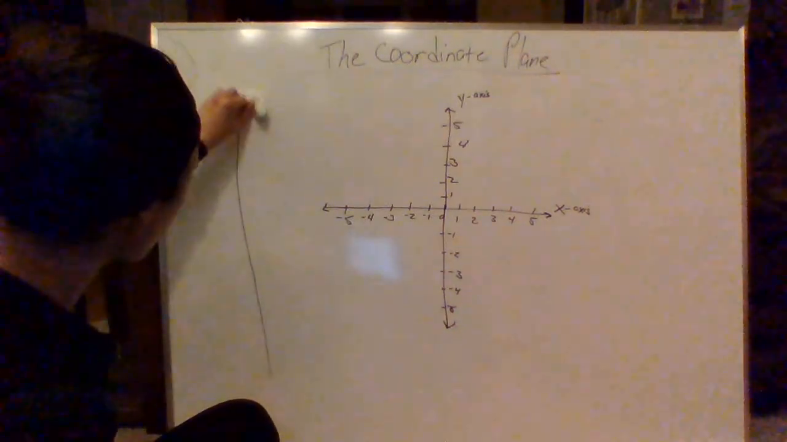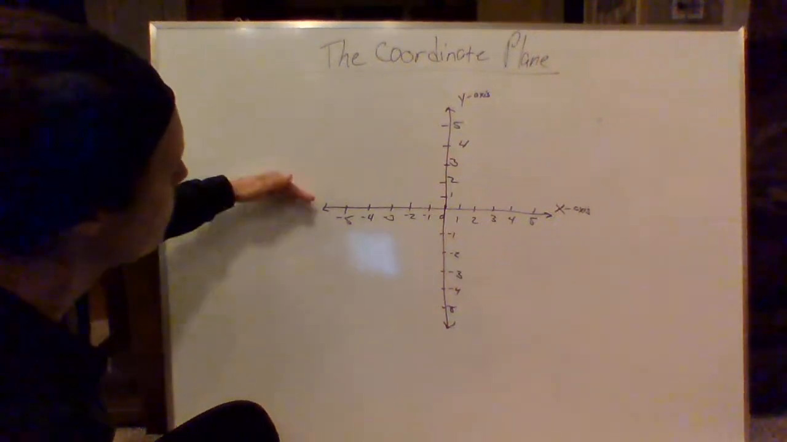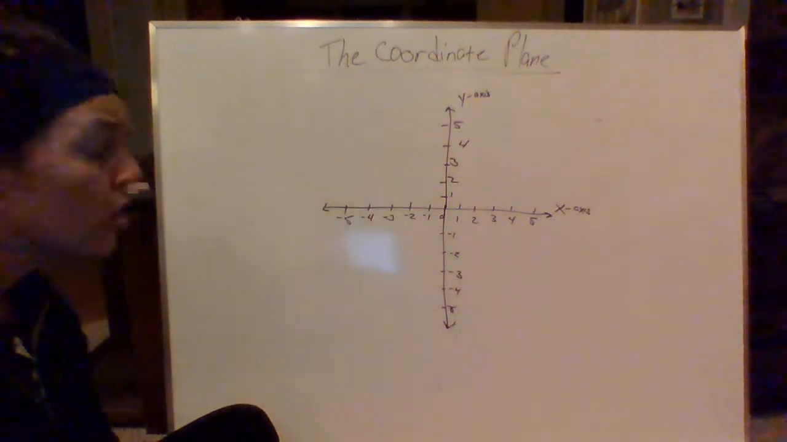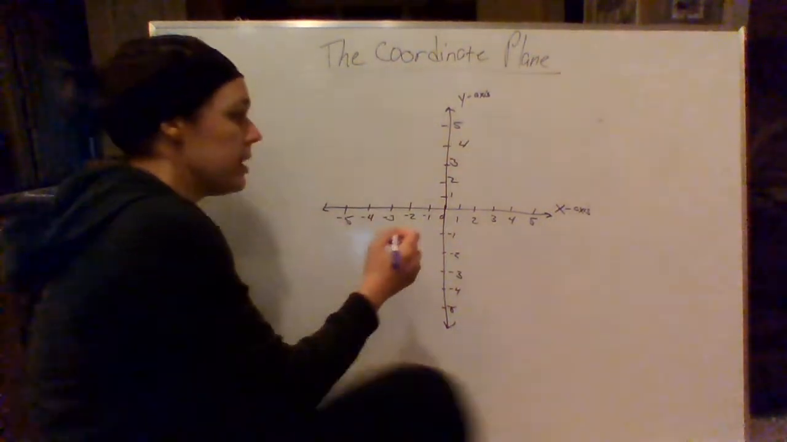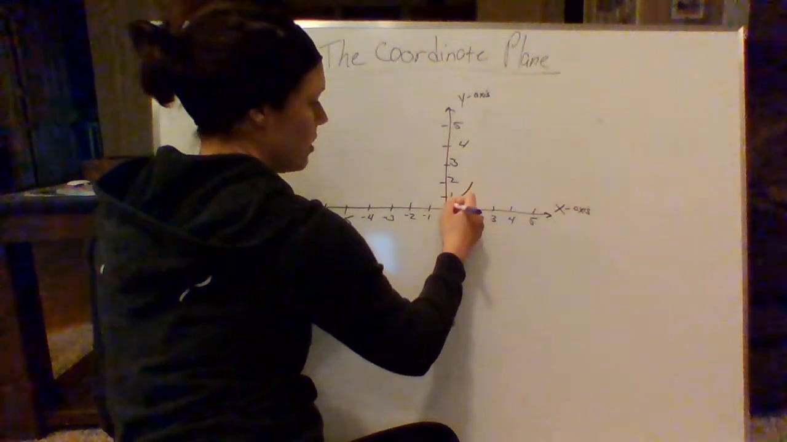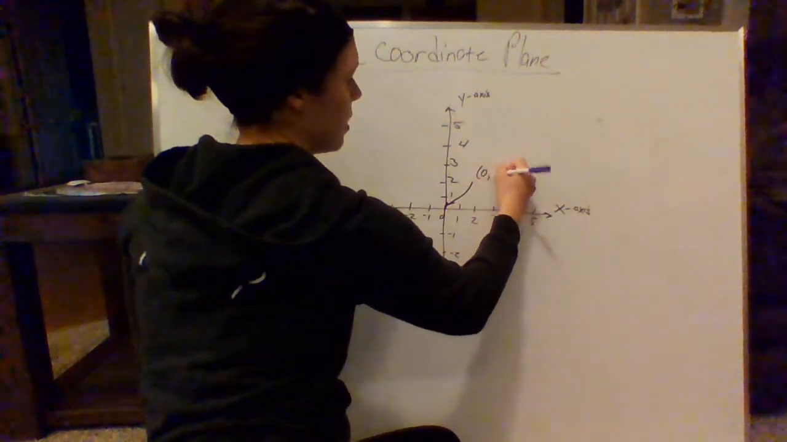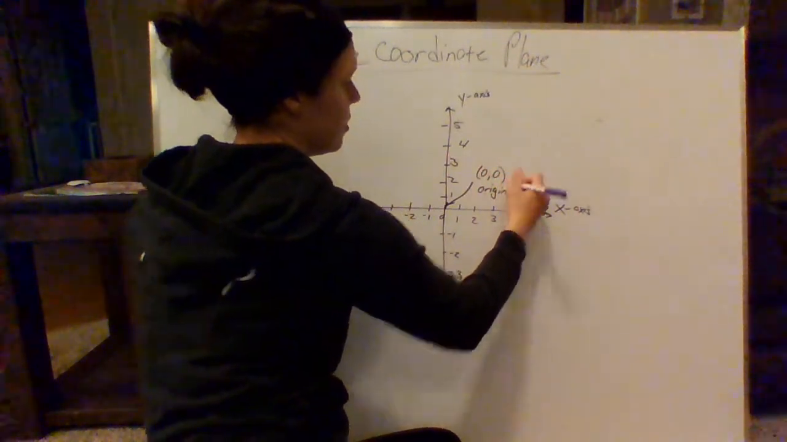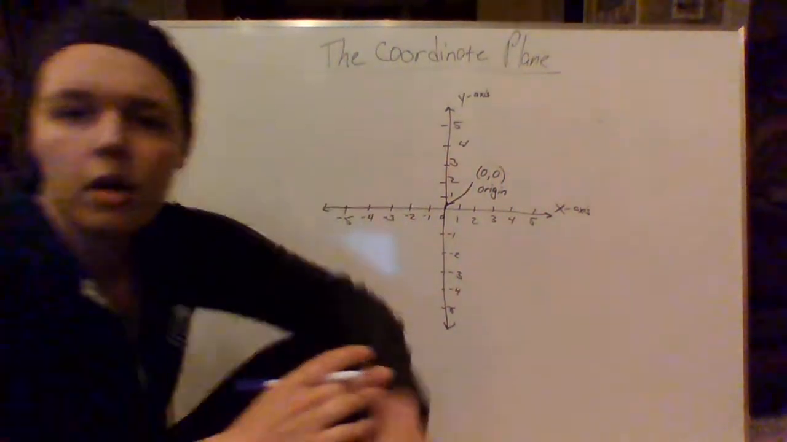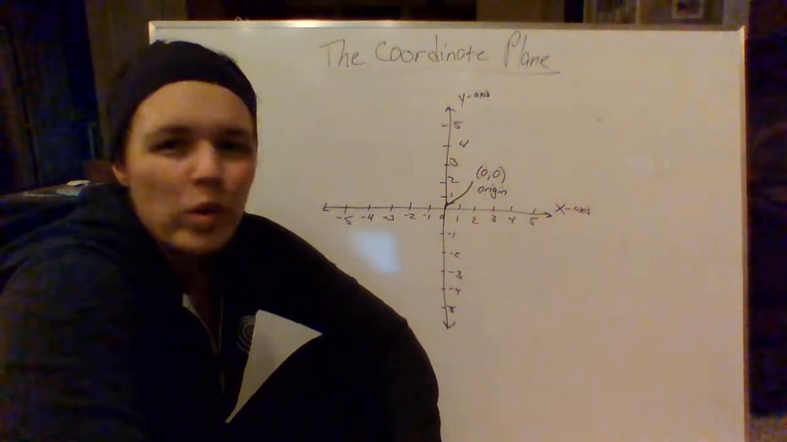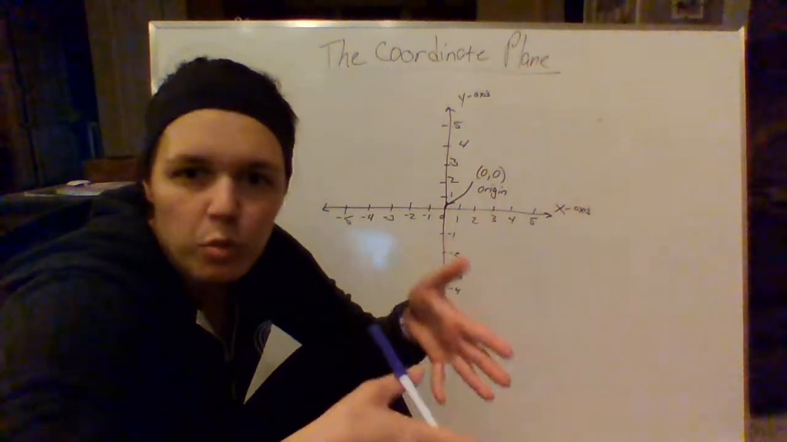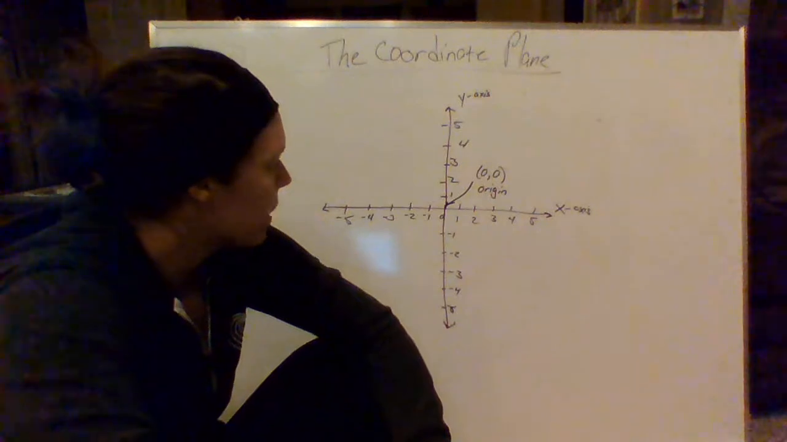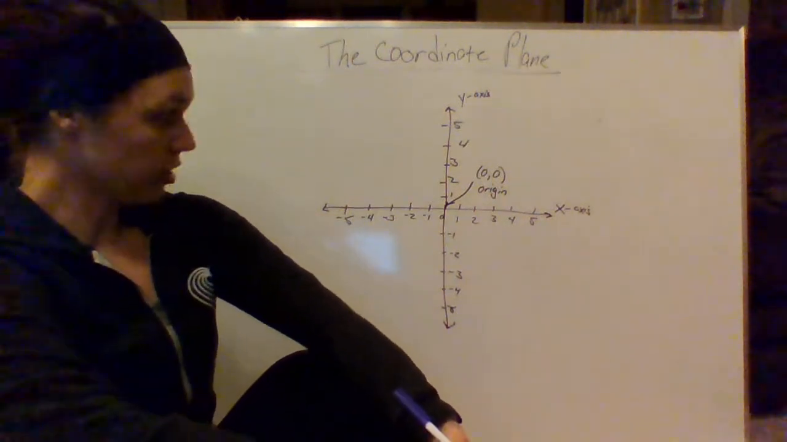So you have the X-axis, which is horizontal. You have the Y-axis, which is vertical. Where they meet, they meet at this point here. This is 0, 0. Okay, that is the origin. So think about the word origin or original, like where you start at. Okay, so that is the origin.